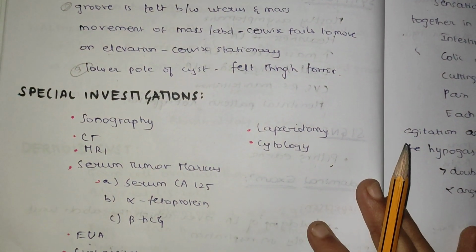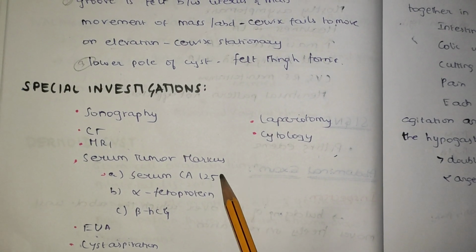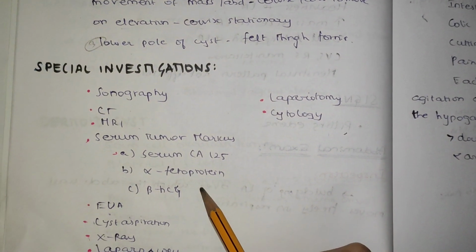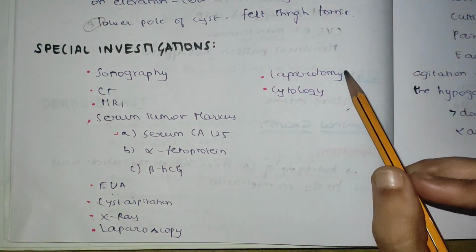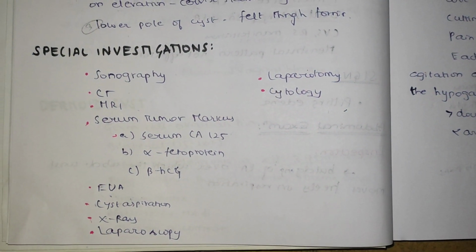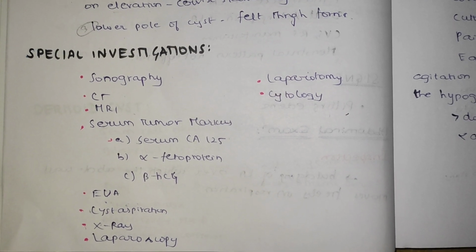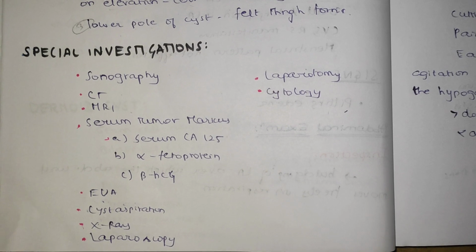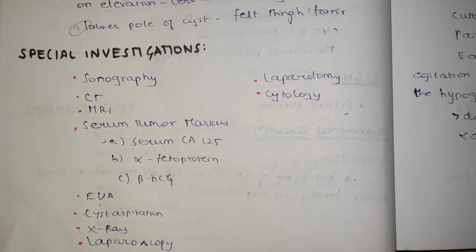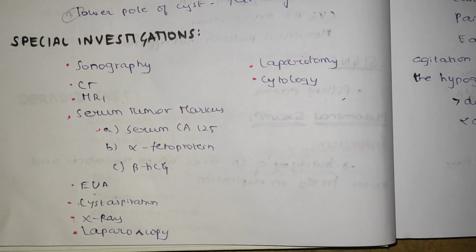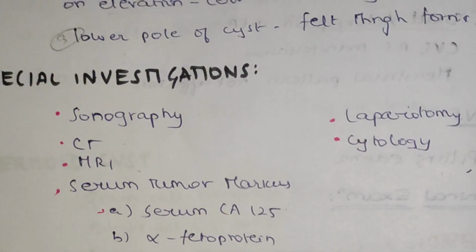Next are the special investigations. We can do ultrasonography, CT, MRI, serum tumor markers, that is serum CA125, alpha fetoprotein, beta HCG, and then EUA, cyst aspiration, X-ray, laparoscopy, laparotomy, and cytology. The common ones are USG, CT, and MRI. To differentiate whether it is benign or malignant, we take serum tumor markers: serum CA125, alpha fetoprotein, and beta HCG. Next are cyst aspiration, X-ray, laparoscopy, laparotomy, and cytological studies.